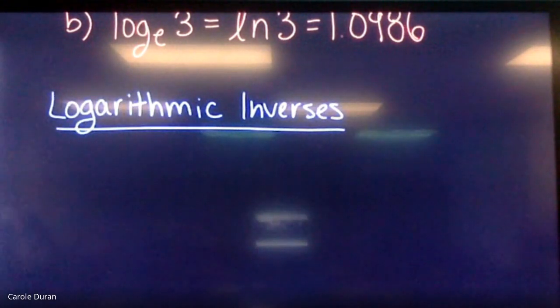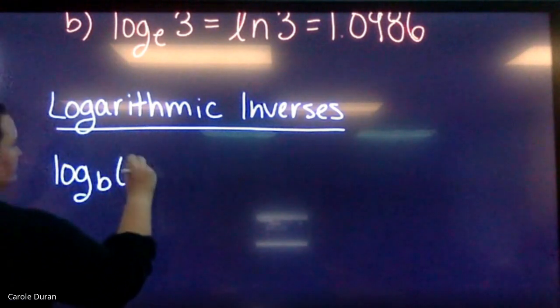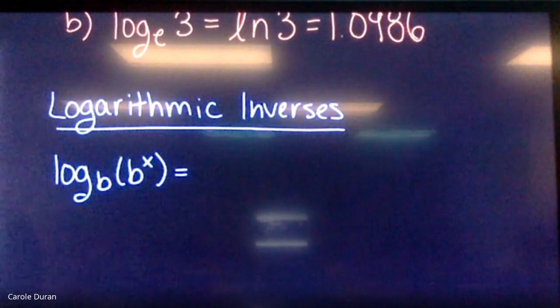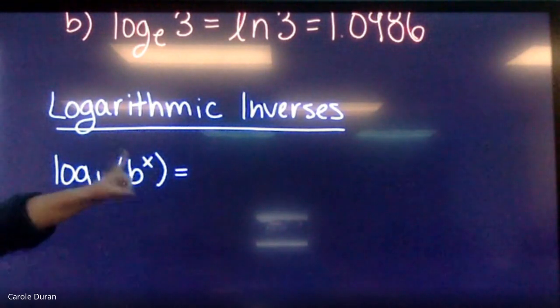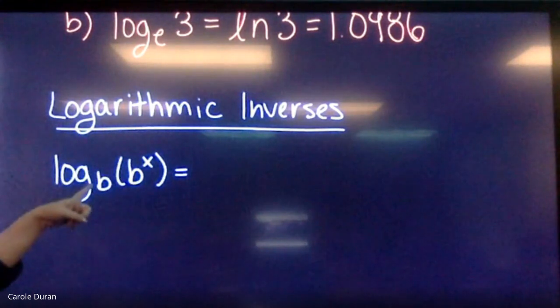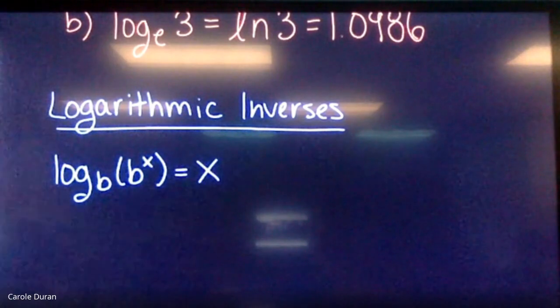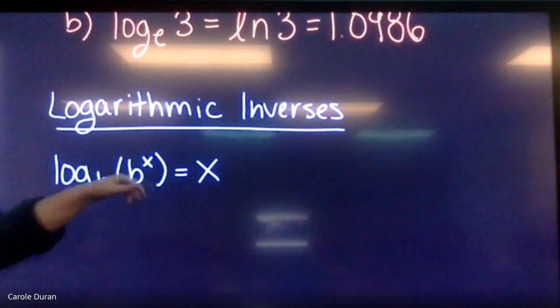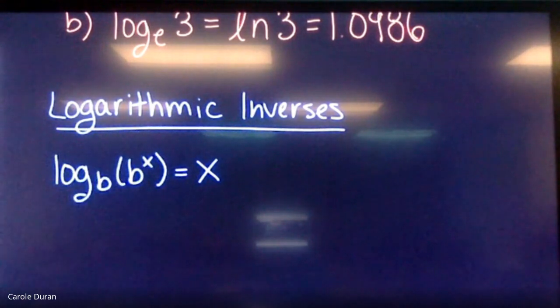So these are our logarithmic inverses. The first one is if I'm taking the log of some exponential problem and the base of my exponent and the base of my logarithm match, they cancel each other out. So if these two values here match, then what's left in the exponent is the answer. Okay, so that is an inverse that occurs with logarithms.